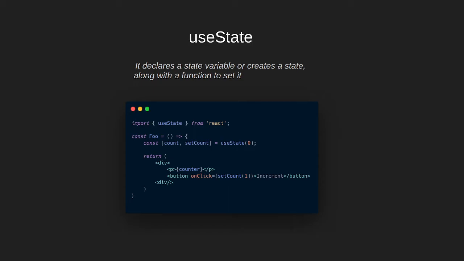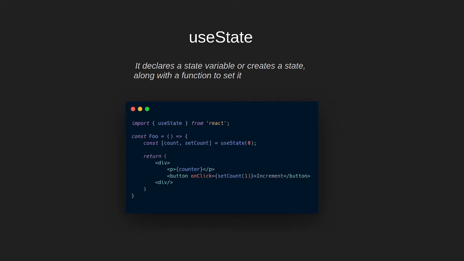Now this is a code snippet and I'm going to explain what we are going to do. We are first importing the useState hook from the React package. Then we have a component named Foo. Inside the component we are using the useState hook. We are destructuring the value returned by the useState hook.